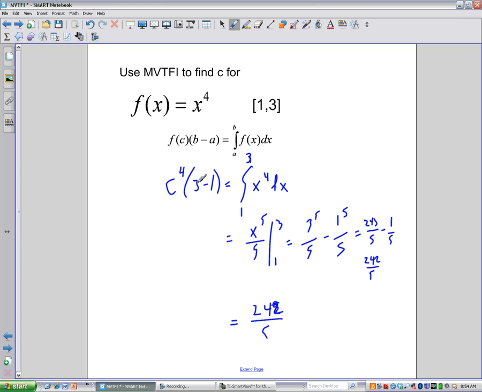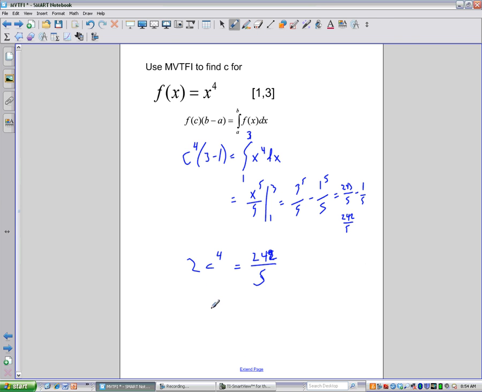On the other side, 3 minus 1 is 2, so I've got 2c to the fourth equals 242 over 5. That means c to the fourth is equal to 121 fifths, and so c is going to be equal to the fourth root of 121 fifths.